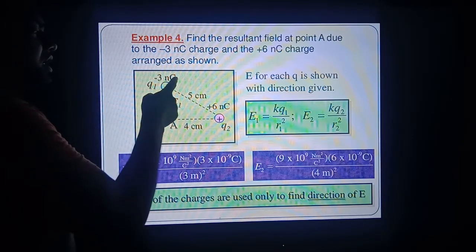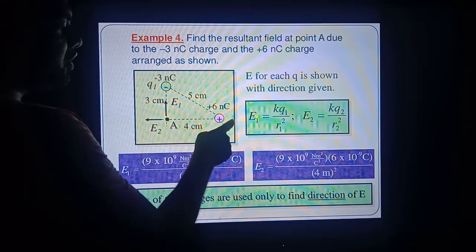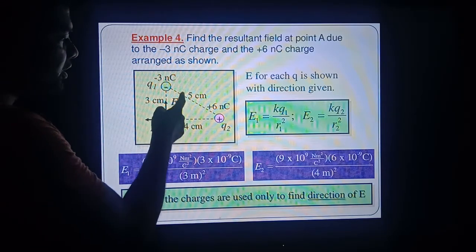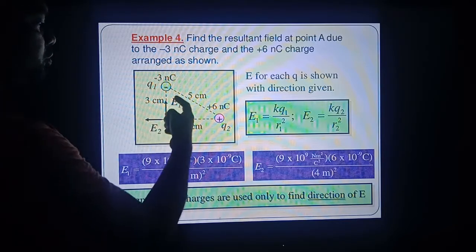First see, the electric field due to the negative charge will be upward, this is E1, and the electric field due to the positive charge will be in this direction. So first we will calculate E1 and E2, then we will find out the vector electric field due to these two.